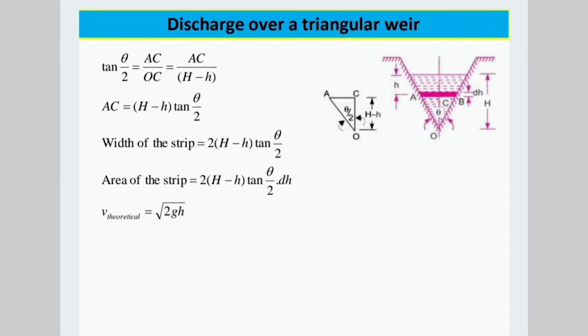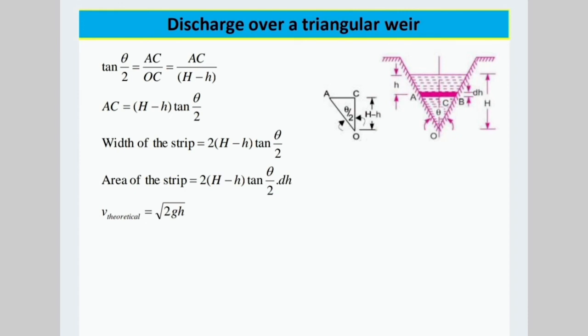Now consider the triangle AOC. Here angle AOB is theta. From this we get angle AOC as theta by 2. Tan theta by 2 is equal to opposite side by adjacent side, that is AC by OC. Here OC is equal to capital H minus small h. So from this we get AC equal to (H minus h) into tan theta by 2.